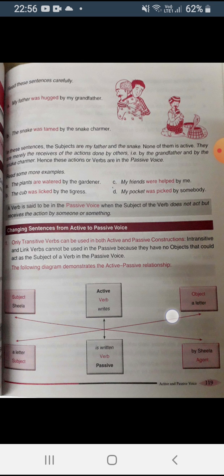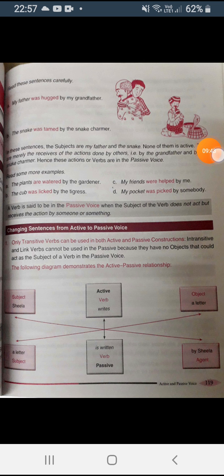I'll tell you, when we do the conversion of active to passive, the subject of the active will become the object and the object will become the subject. So that means we need an object that will become the subject of the passive voice. Intransitive and linking verbs don't have an object. So active and passive construction is not possible in sentences that contain intransitive and linking verbs. That's why it is said that only transitive verbs are used in both active and passive constructions. Let's see an example, then it will be more clear to you.